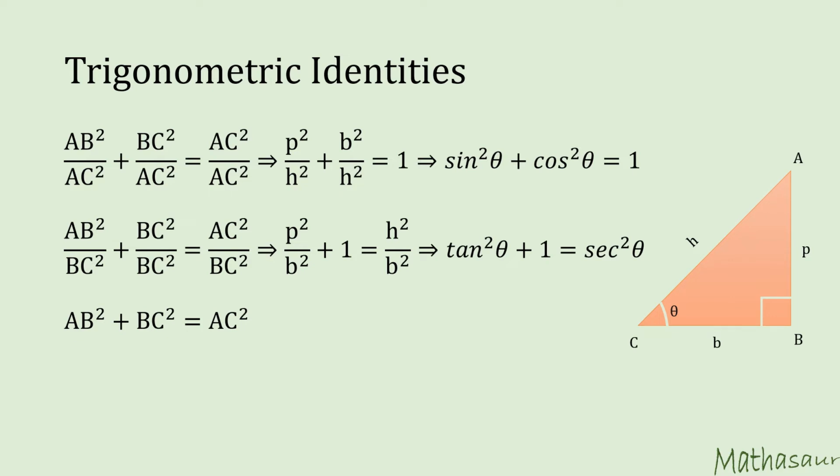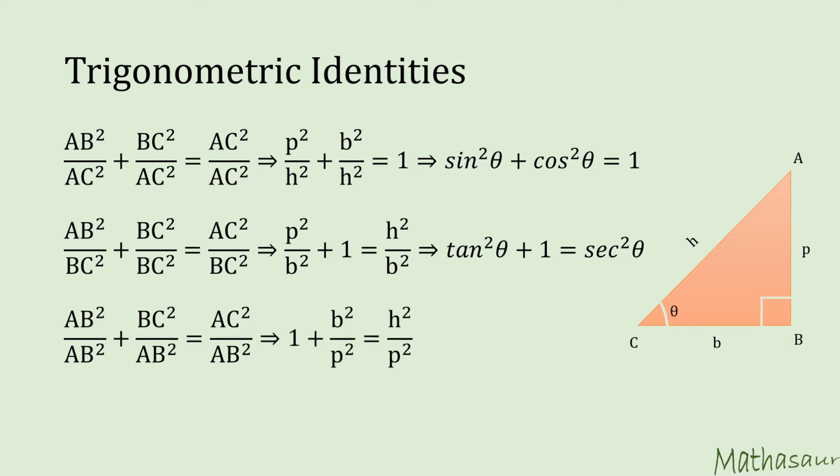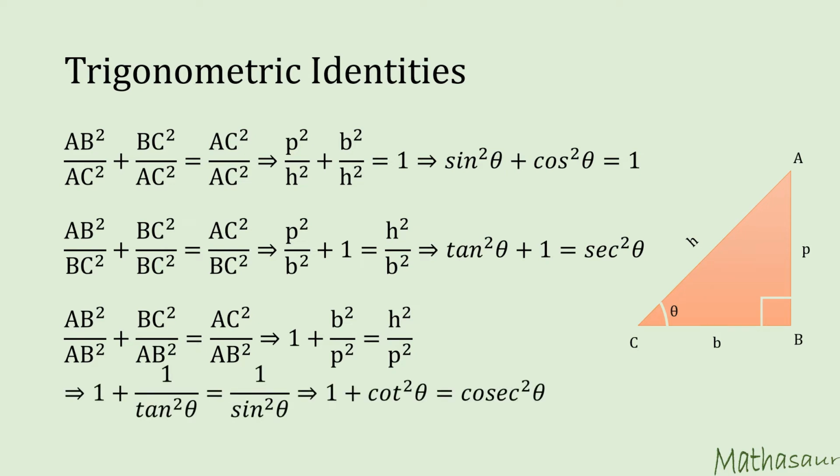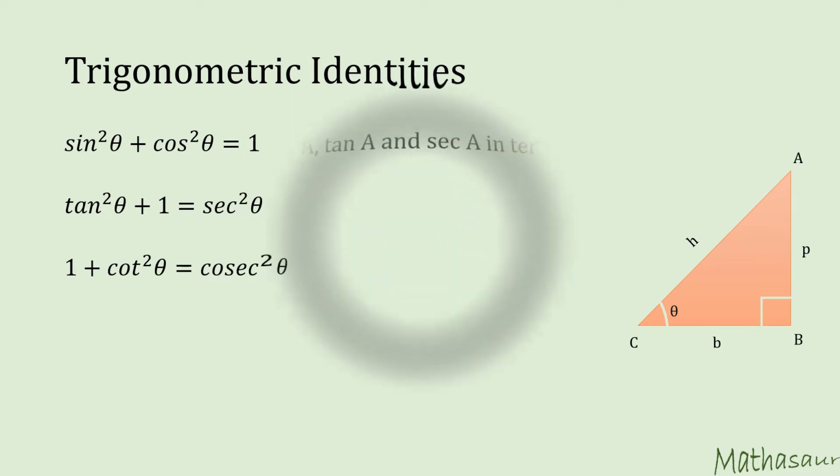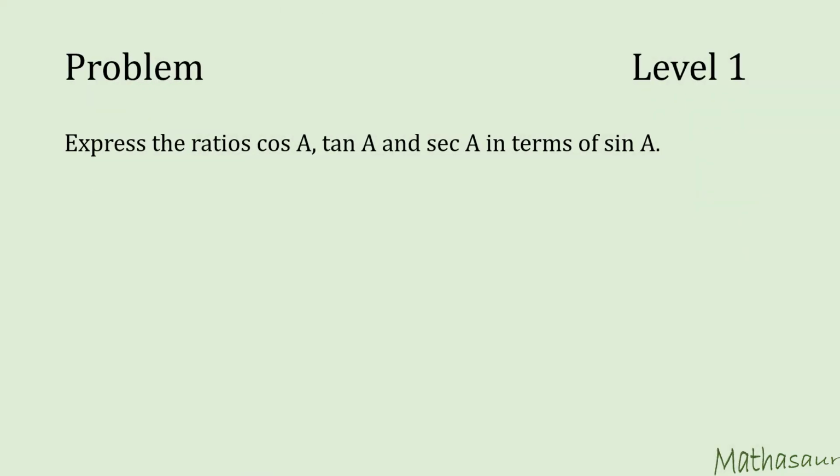Once again, let us divide the Pythagoras theorem by AB square. Upon substituting and simplifying, we get 1 plus cot square theta equals cosec square theta. Now these are our three trigonometric identities. These are true for all values of theta. Let us look at a few problems.